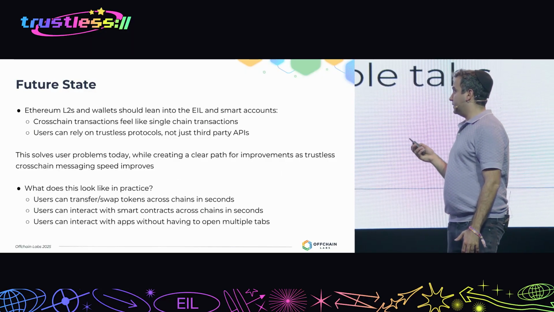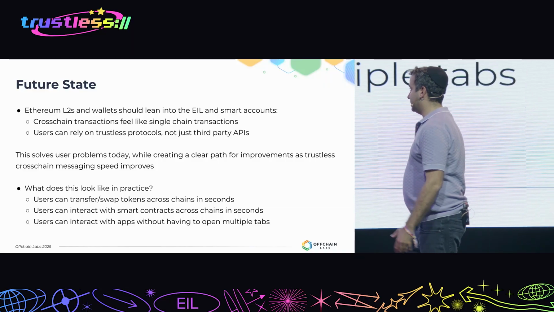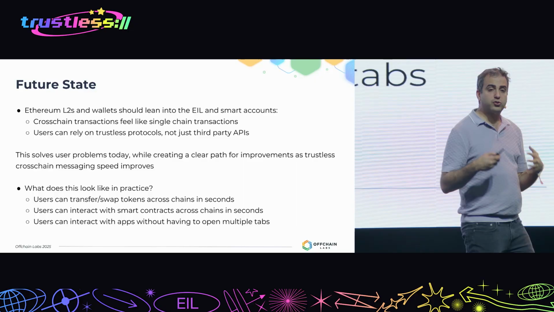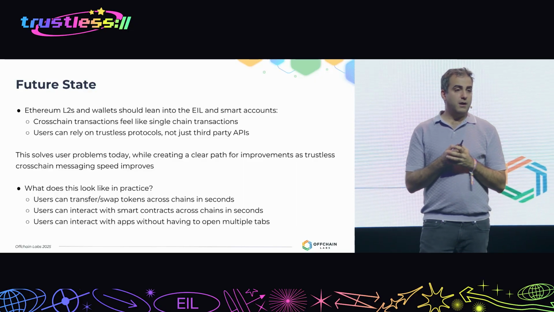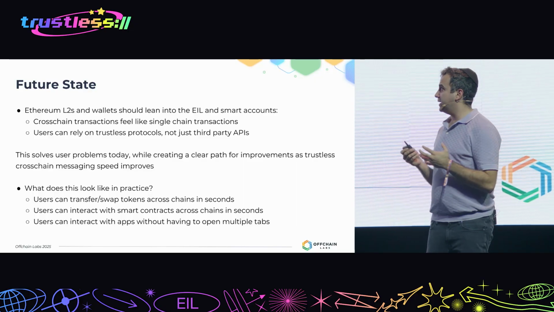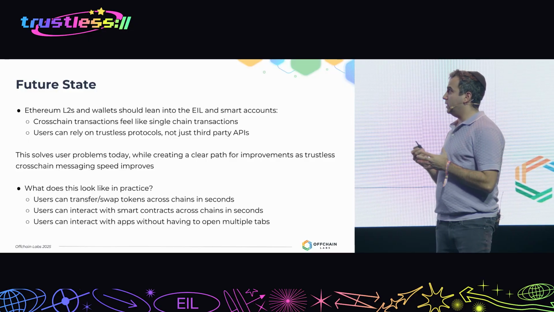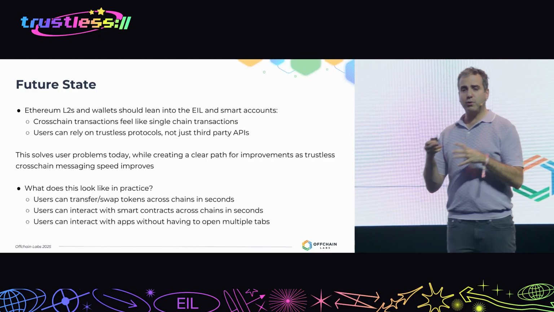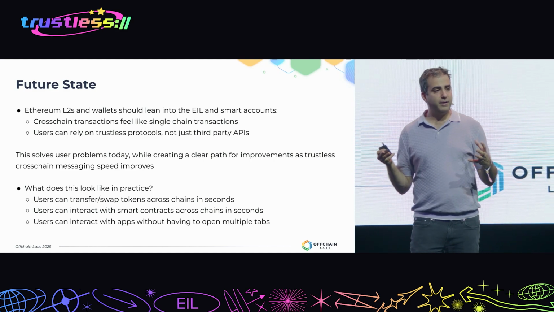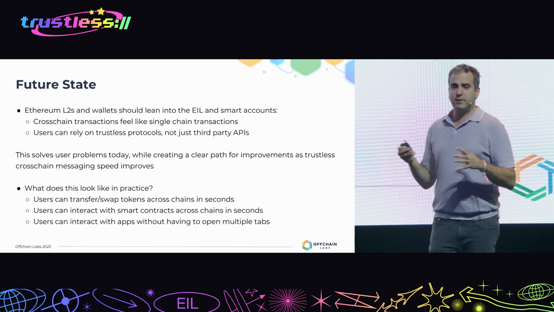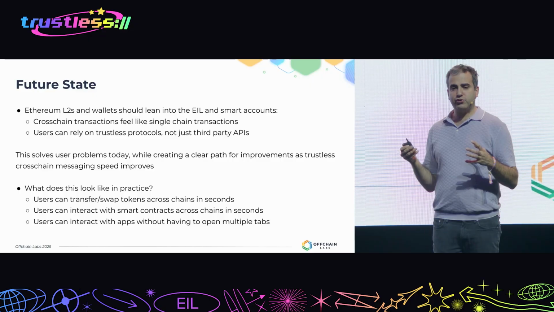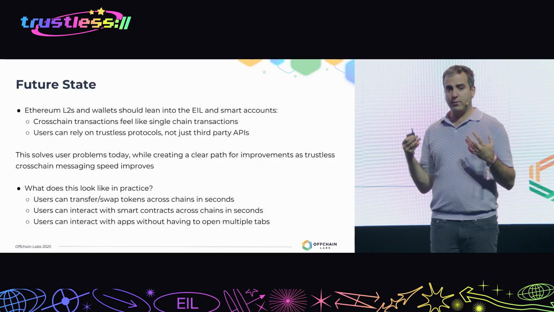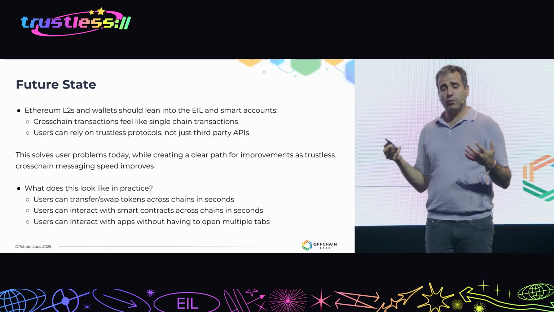So what is the future state? So Ethereum's and L2s, as I said, the wallets, I believe firmly we should lean into the EIL and more trustless interoperability protocols. But again, do that in a way that cross-chain transactions feel like just single-chain transactions, right? We'll have this UX where we don't feel like we're a fragmented Ethereum, but we feel like we're one ecosystem where everything just feels like one chain, even though under the hood, it's many different chains. And that will come from direct wallet support and eventually direct app support in embedded wallets, right?